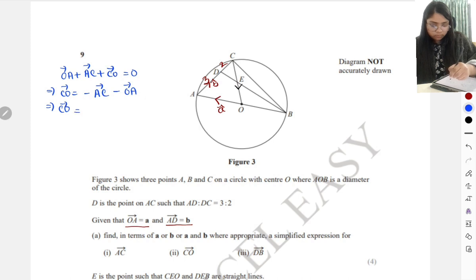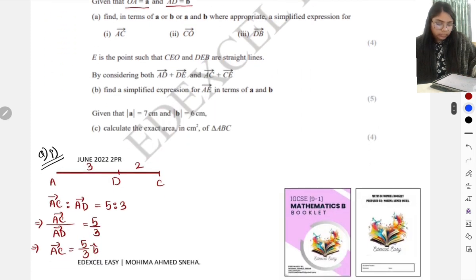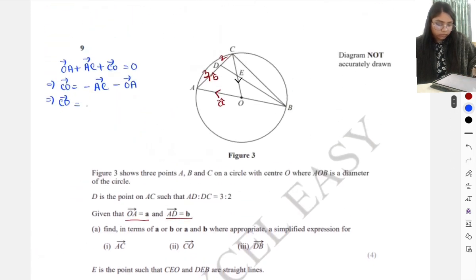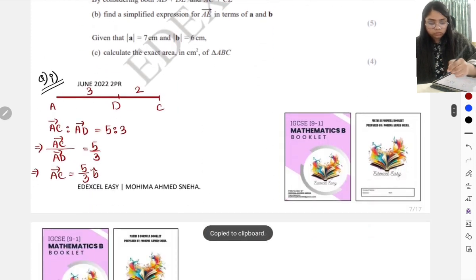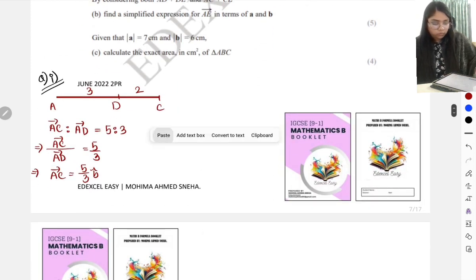Negative AC was what we calculated over here, that was minus 5 by 3 b. So we have minus 5 by 3 b, and OA was just A, right? So we have this as the final vector for CO, and this was also the working for part 2. I'll just keep it over here again.